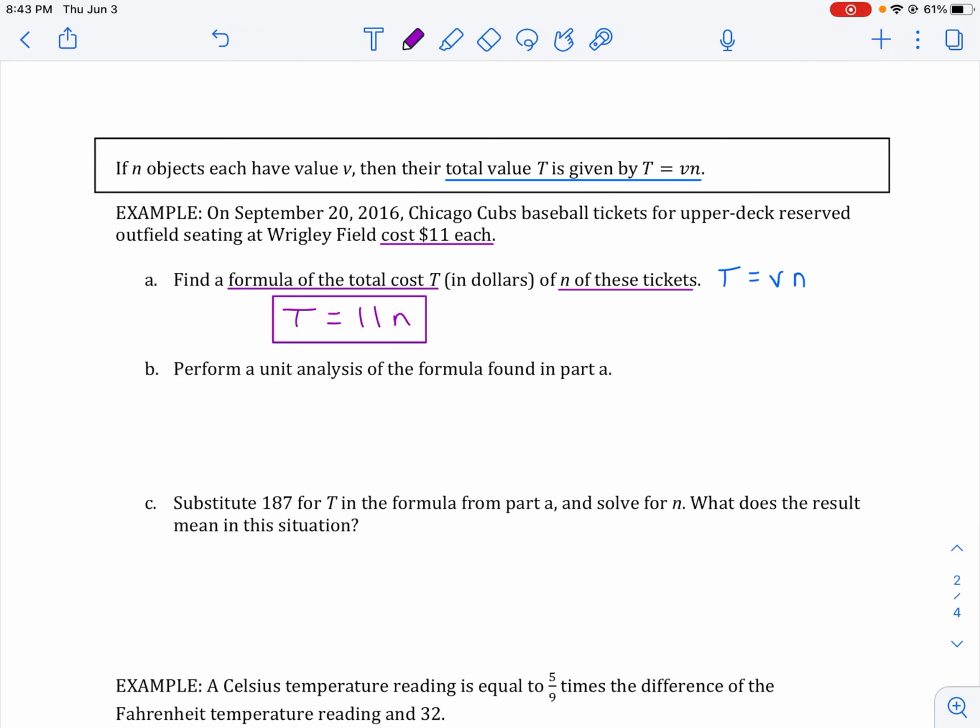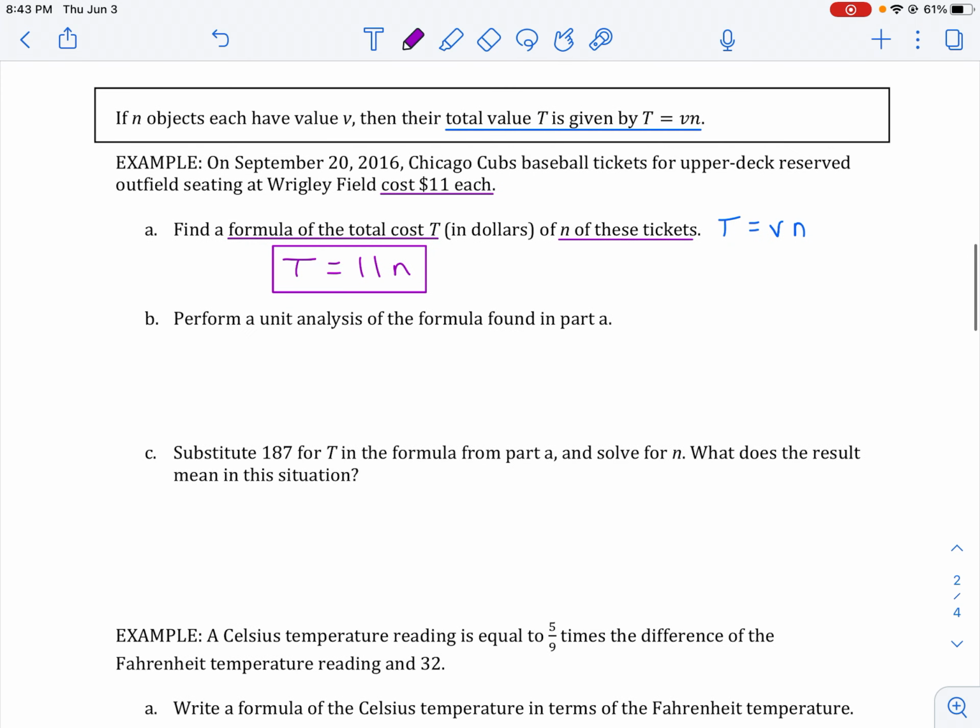We can perform unit analysis to make sure that the formula we've written is correct. Keep in mind, when we perform unit analysis, we should get the same variables on both sides. So if you think about T equals 11 times n, we want to make sure that they have the same units when simplified. So total cost, that's talking about dollars. 11, that's also talking about dollars. But it's the amount of dollars you're spending per each ticket. N stands for the number of tickets we get.